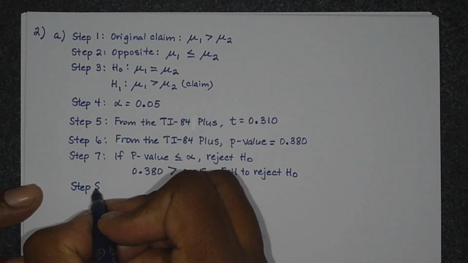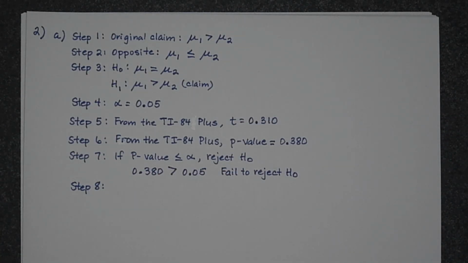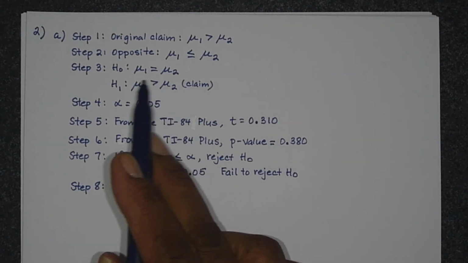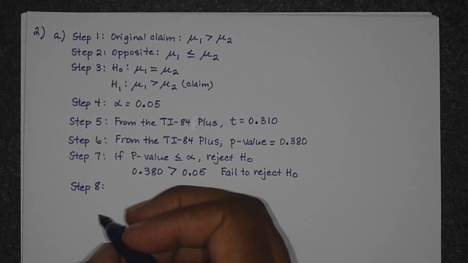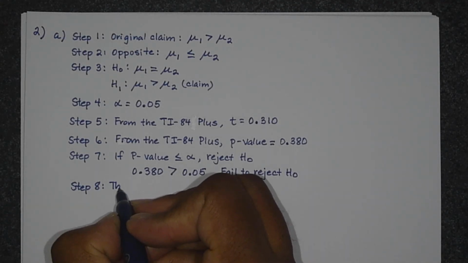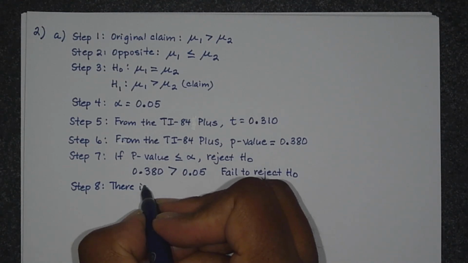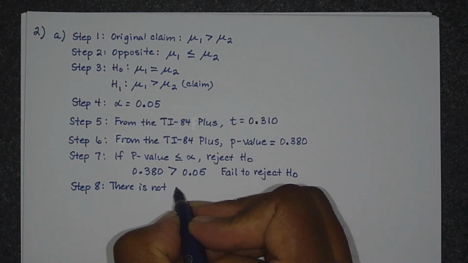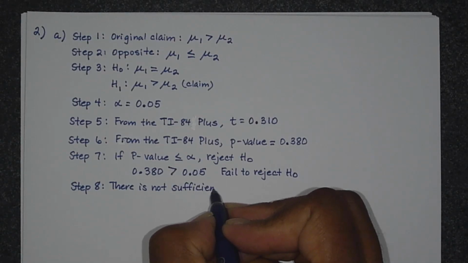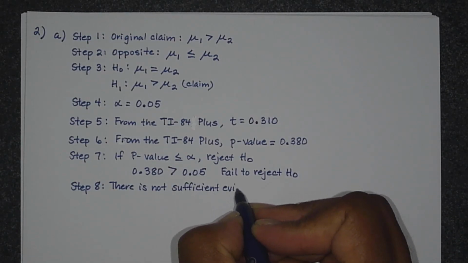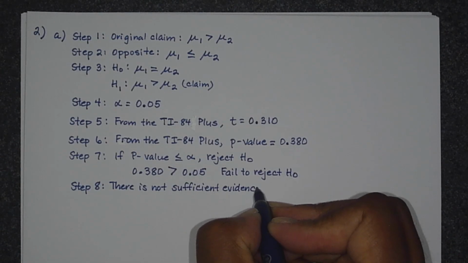And then step number 8 is our concluding statement. Now we already failed to reject the null hypothesis. Our alternative hypothesis is a claim. We failed to reject it, so that means there is not sufficient evidence to support the claim.